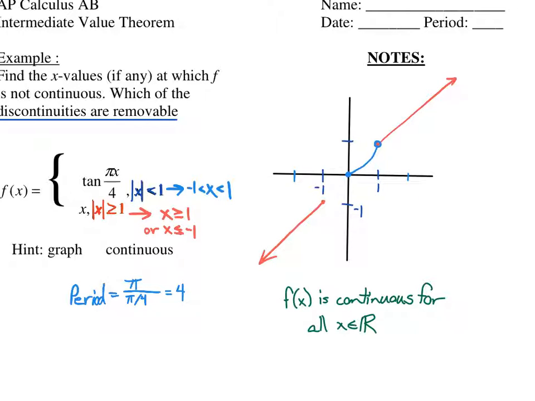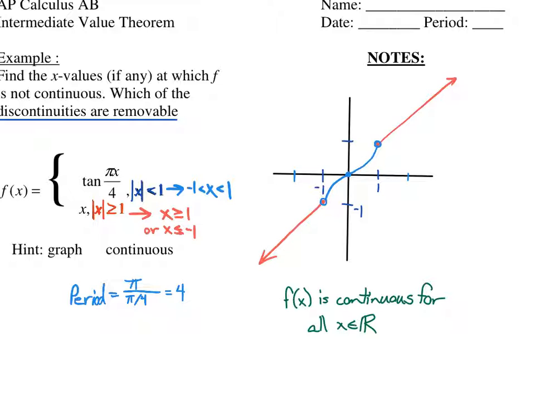So when x is negative 1, what is tangent of pi x over 4? It's negative 1. Tangent of negative pi over 4 is negative 1. So again, we have this open point. Here's the other part of our tangent. Or you could have used the symmetry in our tangent function to figure that out too. But that's what this whole thing looks like, okay?